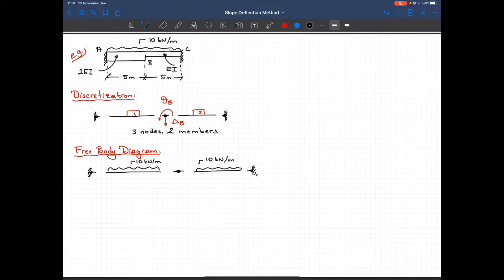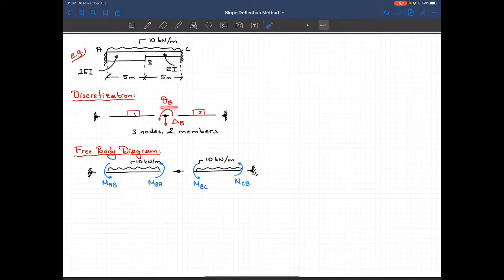Now let's show the member and forces. So this is a fixed support, so I have a moment. I'm showing all the moments in counterclockwise direction. Why? Because that's the way I derive the slope deflection equations. So everything should be consistent. So MAB, that's MBA. I got MBC here and MCB. These are the end moments.